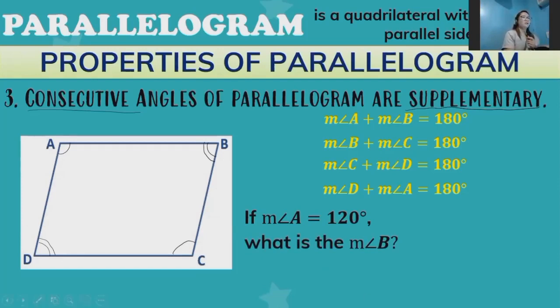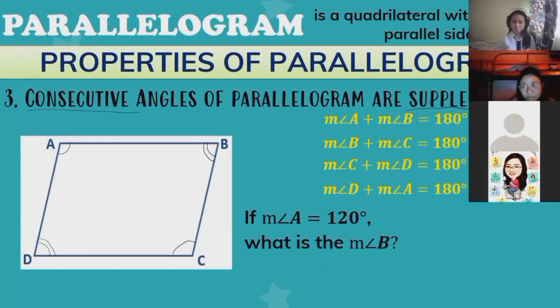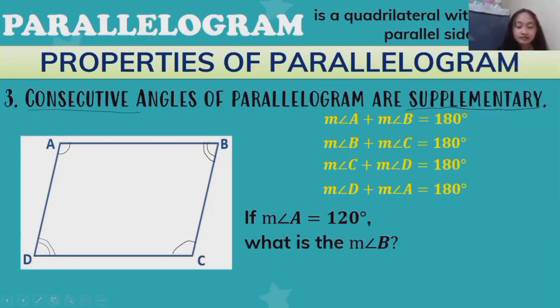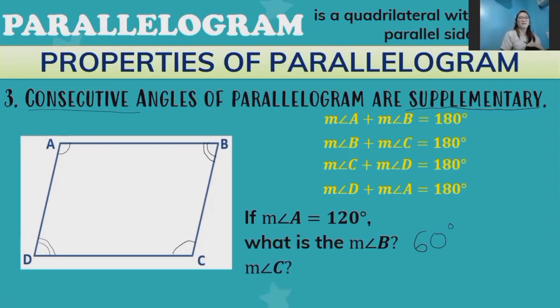Three participants raise their hand. Let me see who they are. Jeff. Hannah. 60 degrees. Okay. Angle B measures 60 degrees. That's correct. Very good. How about angle C?